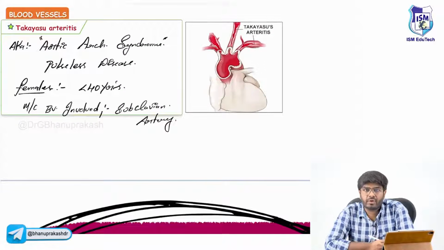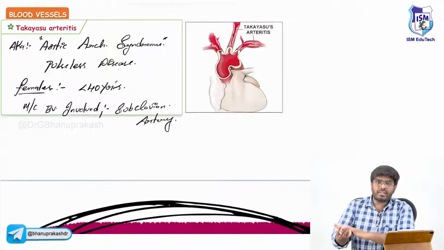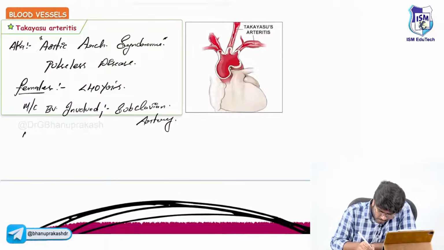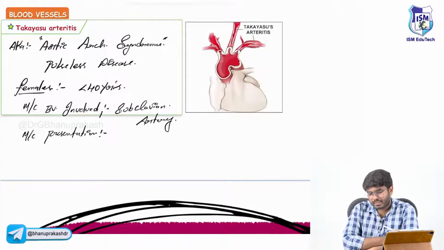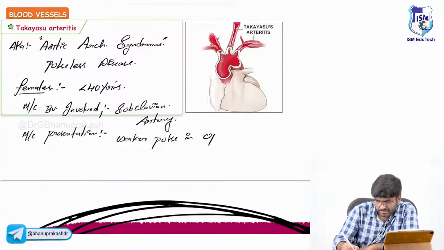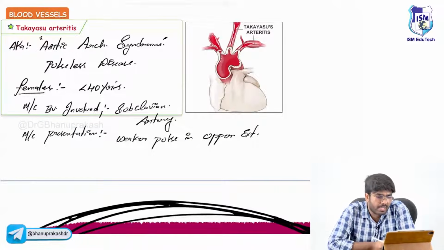If you have to pick one single best answer, it's the subclavian artery. Because of the involvement of the subclavian artery only, the pulse is not going to be properly felt. So what is the most common presentation? The most common presentation is going to be weaker pulse in the upper extremities.